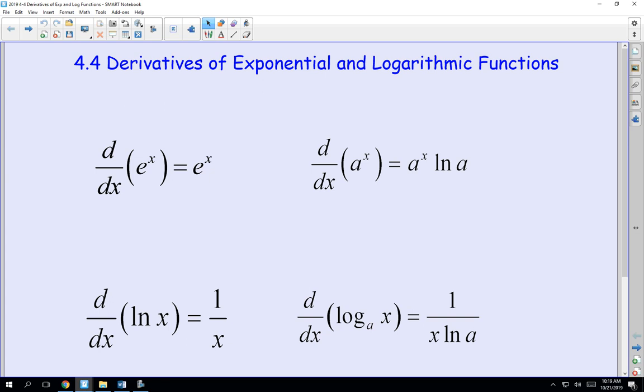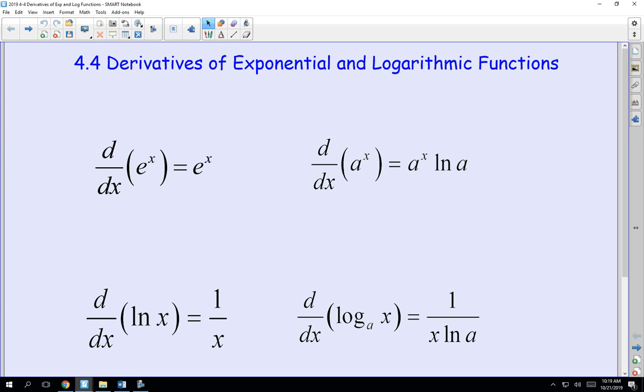This is derived using the definition of derivative. It's just f of x plus h minus f of x over h, and a little identity there that we talked about in the beginning. It's a little bit of algebraic magic, and you can derive that one. But that's the e to the x derivative.